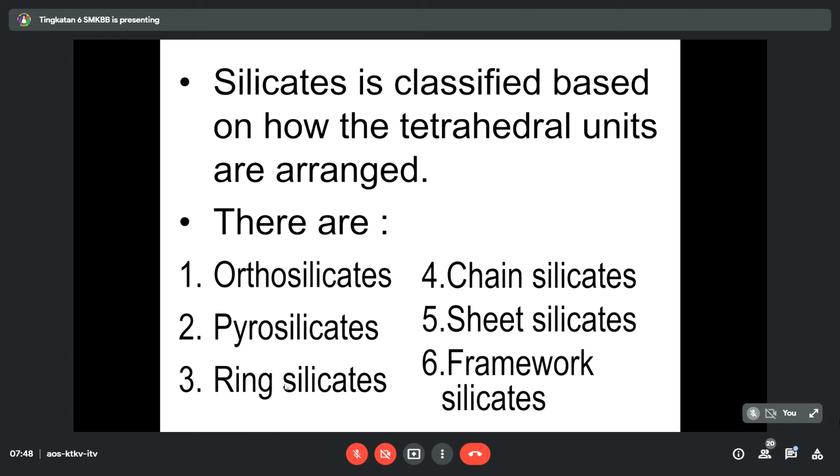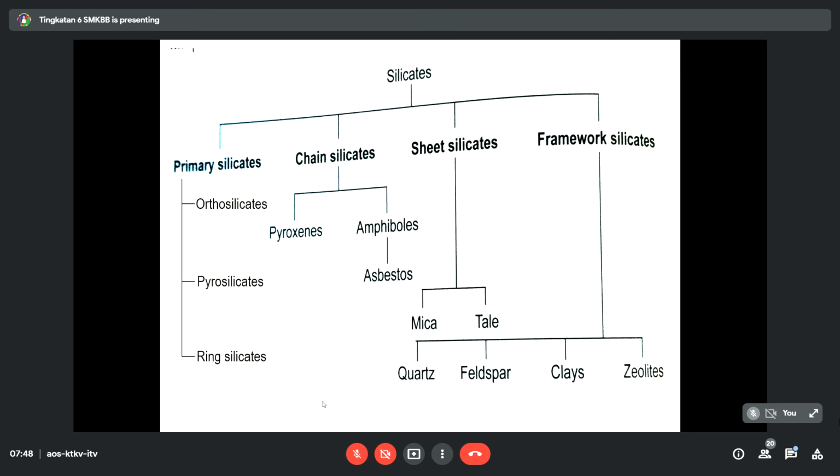So how are they arranged? We'll put them under which category? And of course, questions come up where you need to draw them under these different arrangements. The primary types are these 3: orthosilicates, pyrosilicates, and ring silicates. And then you get the chain. There can be 2 types, pyroxene and amphiboles. That means single chain and double chain.